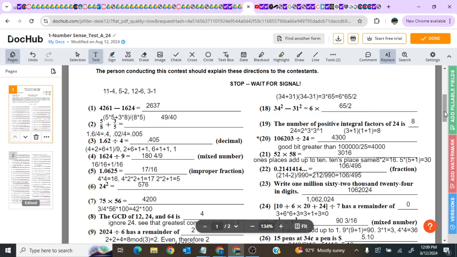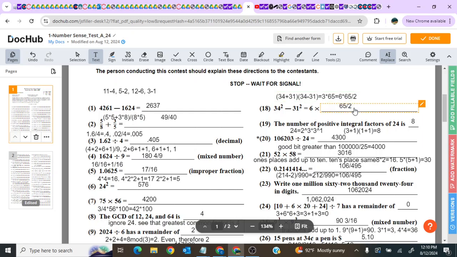18, 34 squared minus 31 squared is equal to 6 times what? Well, it's difference of squares. Add up the two numbers and multiply by the difference between the two. So 65 times 3. Multiply the 3 by 2, divide the 65 by 2 to rearrange it, and you get 65 over 2 as your answer.